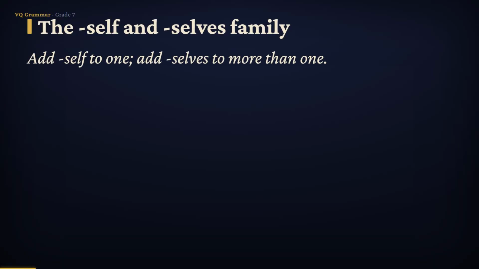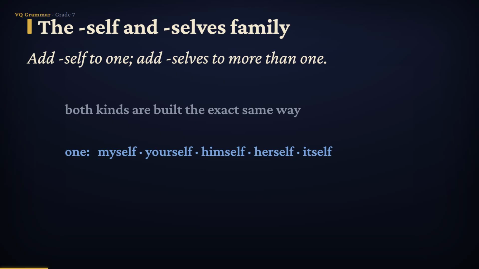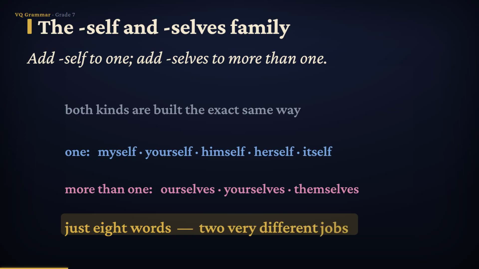And here's the good news. Both kinds are built the exact same way. You simply add self or selves to a personal pronoun. For just one person or thing, you add self, giving you myself, yourself, himself, herself, and itself. For more than one, you add selves, giving you ourselves, yourselves, and themselves. That's the whole family, just 8 words. And here's the twist we'll spend today unpacking. These same 8 words can do 2 completely different jobs.